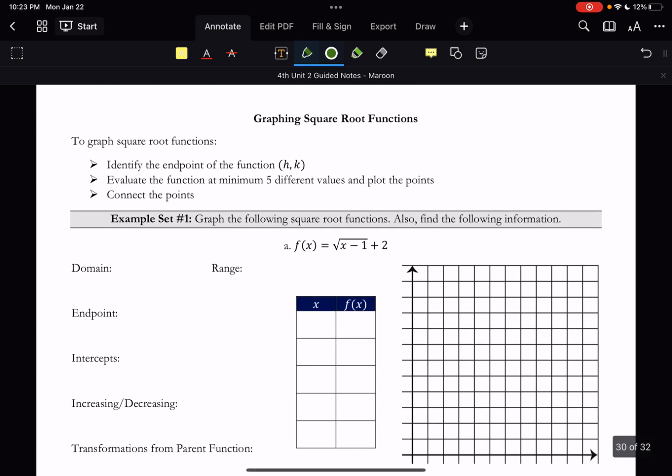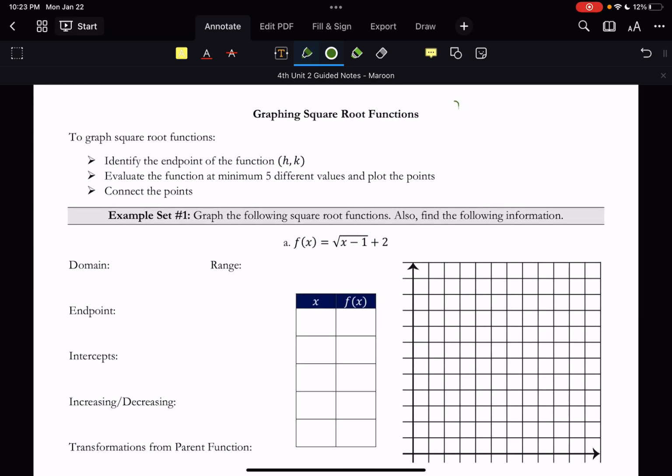All right, so we're going to start by just focusing on the square root function. So again, remember the general form is f of x equals a times the square root of x minus h, plus k. So to graph a square root function, you're going to start by finding the endpoint of the function, which is the (h, k), evaluating the function and plotting those points, and then drawing the graph. And we're going to answer all the questions about it.